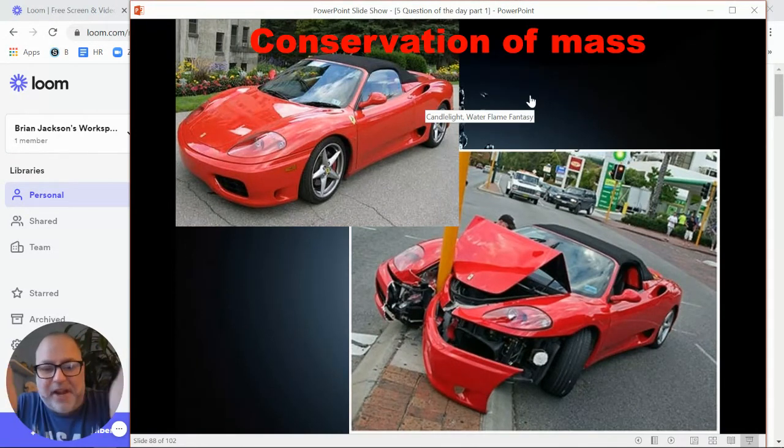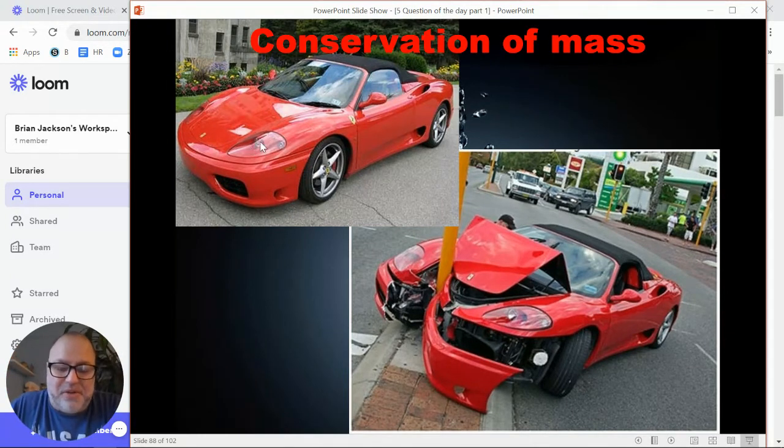Like if you were to get out a scale, you've got a big scale going here. You put the car on the scale first, the way it was, recorded how heavy it was. Then you found the mass of the car after the accident. It's going to be exactly the same.